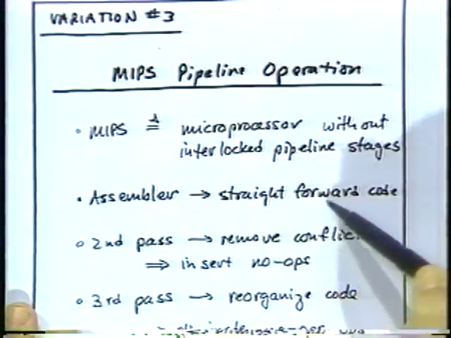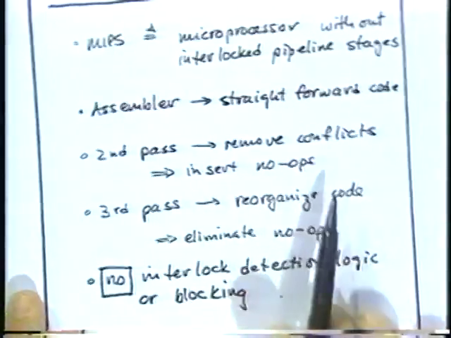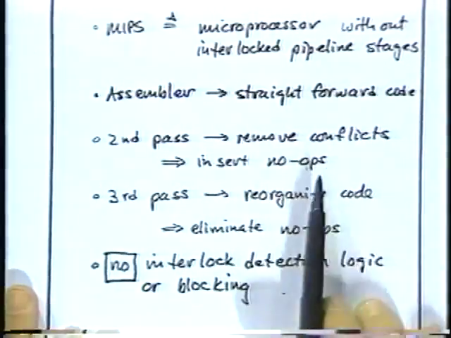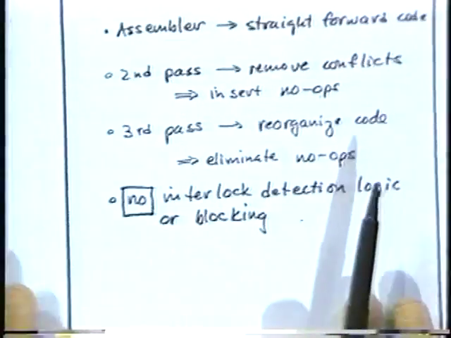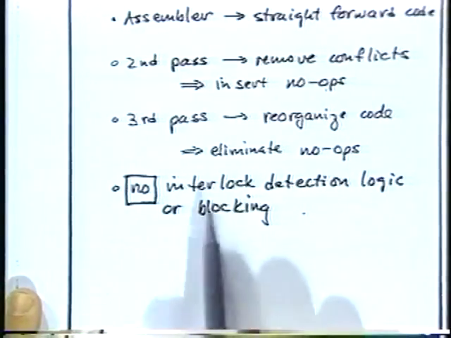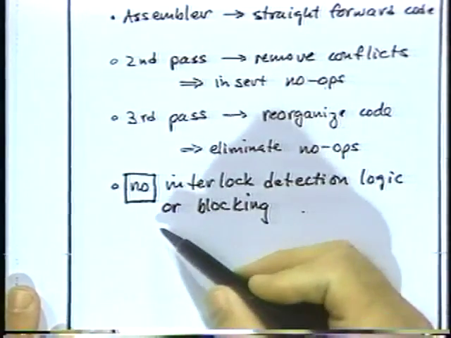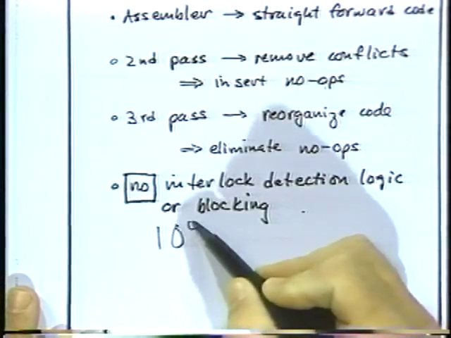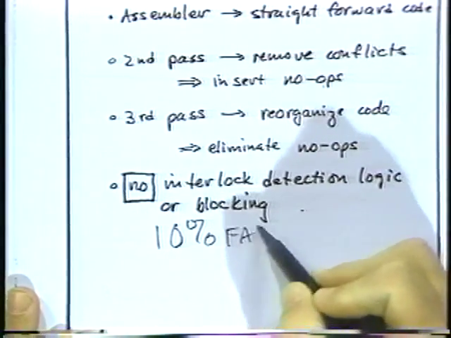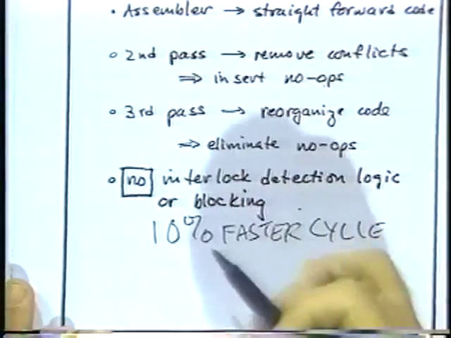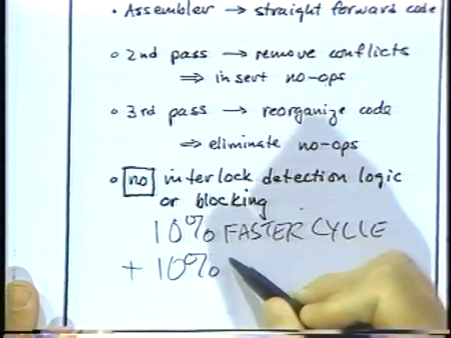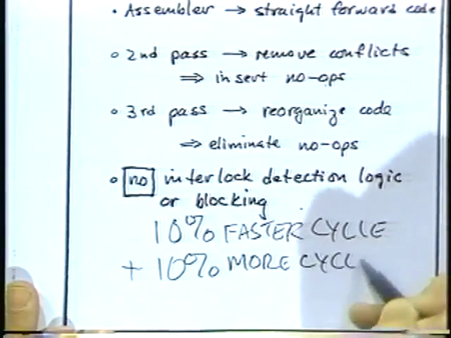What the MIPS project does instead is do that all with software: the assembler tries to find any conflicts and insert no-ops, and then the third pass tries to exchange the code and eliminate them. For this particular variation, with no interlock detection or blocking, the MIPS guys thought it would make as much as a 10% faster cycle. That was the goal. But because of having to insert the no-ops, they find it's about 10% more cycles. So that's kind of a wash.